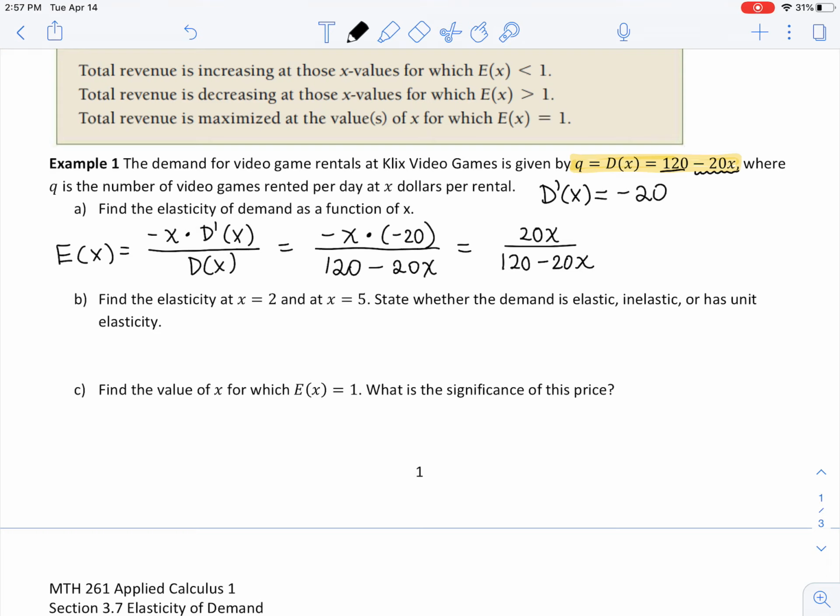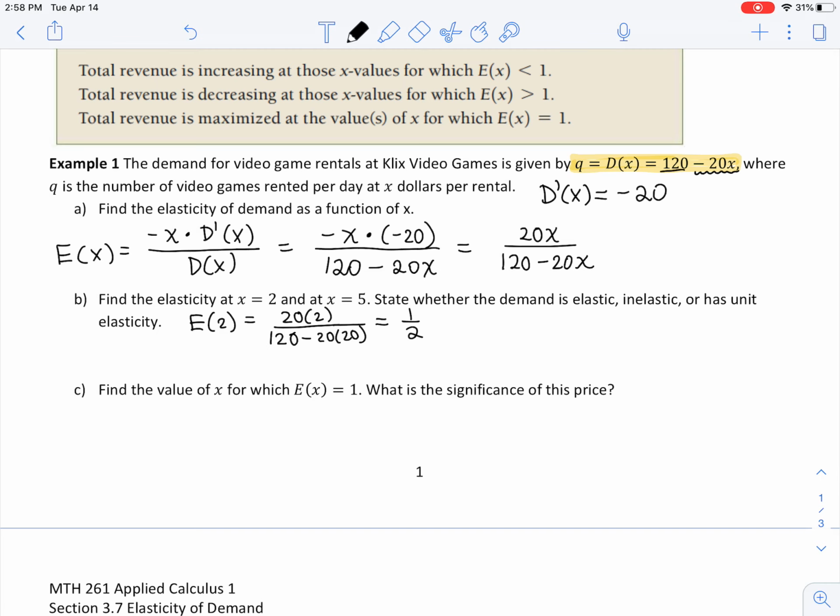Okay? All right. So let's find the elasticity at x equals 2 and x equals 5. So plug in x equals 2 into the function that we just found. What is E of 2? That's going to be 20 times 2 divided by 120 minus 20 times 2. And that comes out to be 1/2.